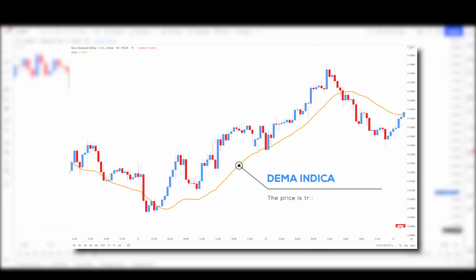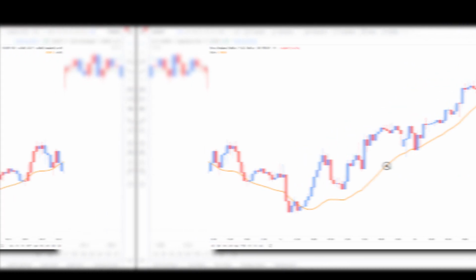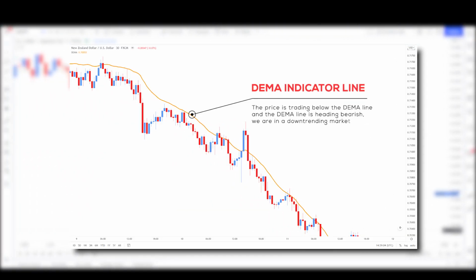So whenever the price is trading above the DEMA line and the DEMA line is rising higher, we may conclude that the trend is upward. On the other hand, if the price is trading below the DEMA line and the DEMA line is heading lower, we may establish that the trend is downward.